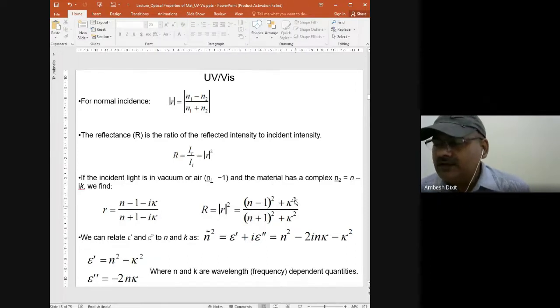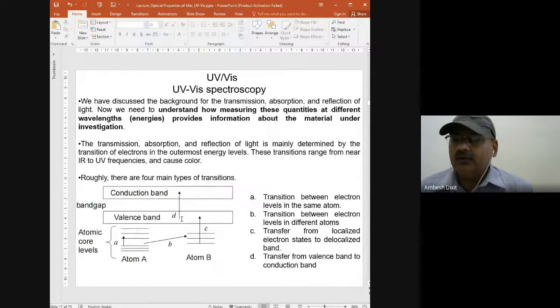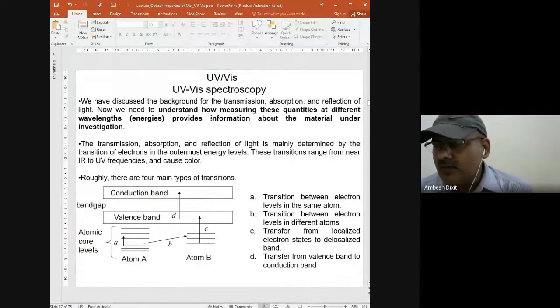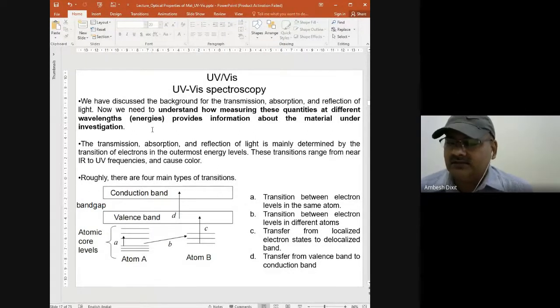And if you see the practical instruments, those also carry the same information. If you see routine UV-visible spectroscopy systems, there we work with normal incidence conditions as well, except for the diffuse reflectance that Peng has mentioned here. Now, I want to probe the properties of my material. We discussed the background of transmission, absorption, and reflection of light. We need to understand how to measure these quantities. Transmission, absorption, and reflection measured at different wavelengths, as a function of energy, will give you information about the materials under investigation.